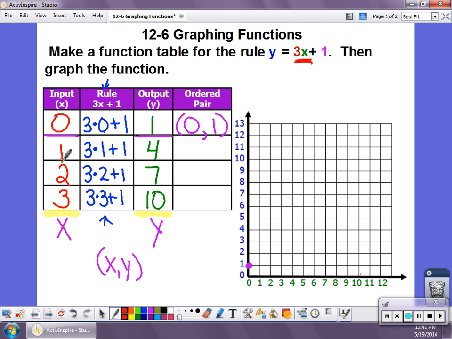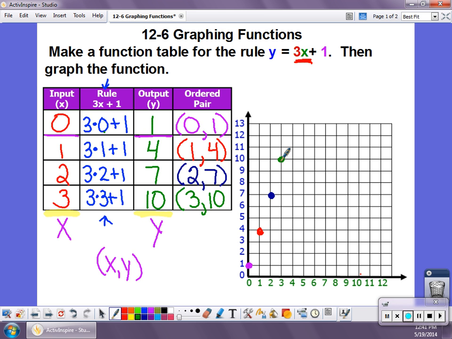My next input is 1, and my output is 4. That makes an ordered pair 1, 4. So over 1, up 4. Next, I have an input of 2 and an output of 7. That gives me 2, 7, over 2, up 7. And finally, I have an input of 3 and an output of 10, which gives me 3, 10. So I'm going to go over 3, up 10.